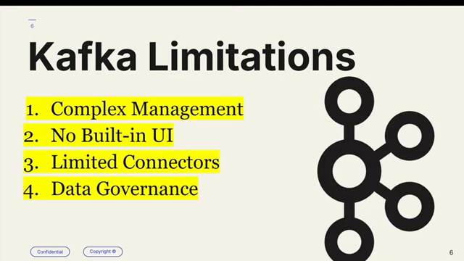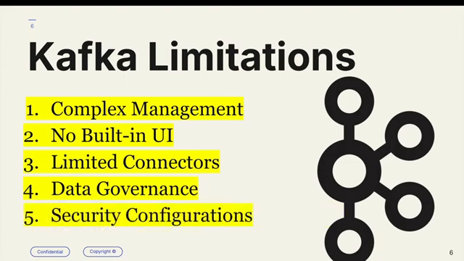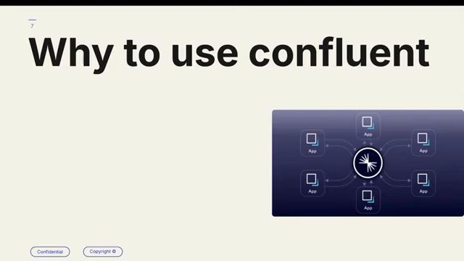And after that, data governance. If you speak about data governance here, there is no built-in schema management or version control for data formats. And security configurations. Basic security features require complex and manual configuration here. And after that, we already have Kafka, so why should we go for Confluent, isn't it? So why use Confluent here?